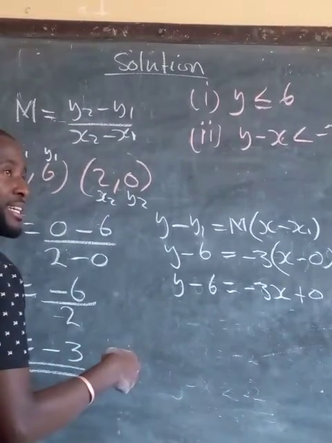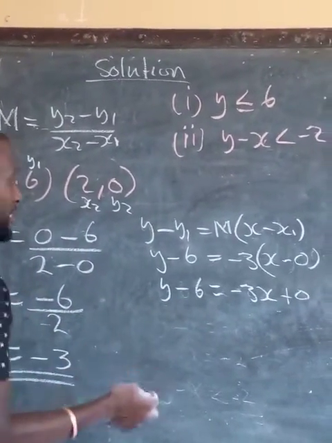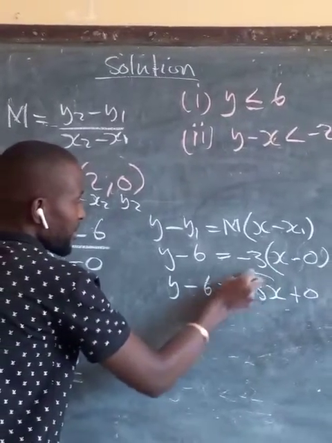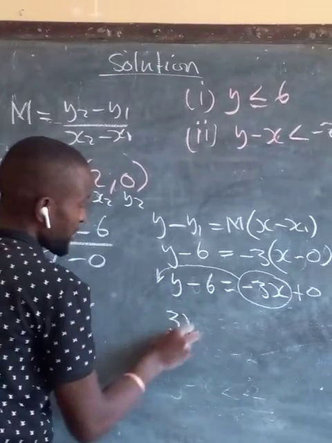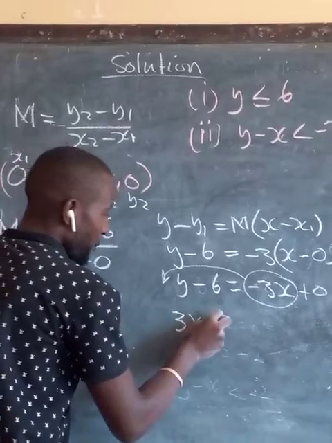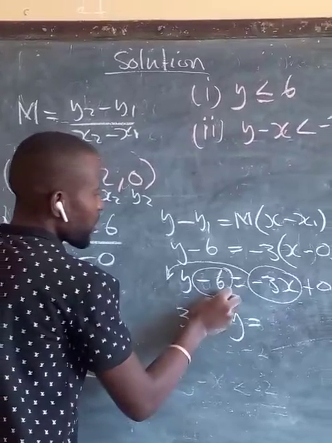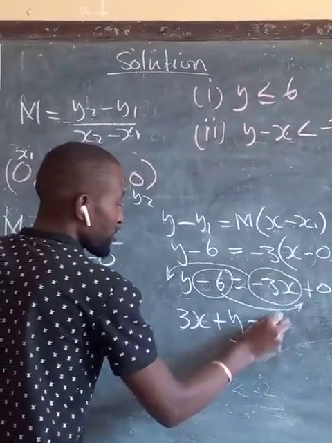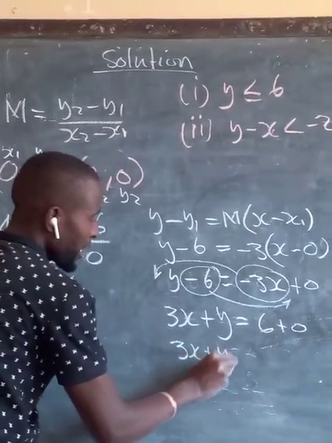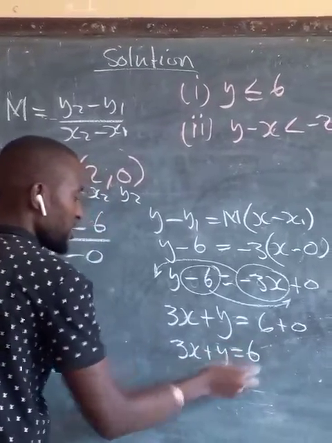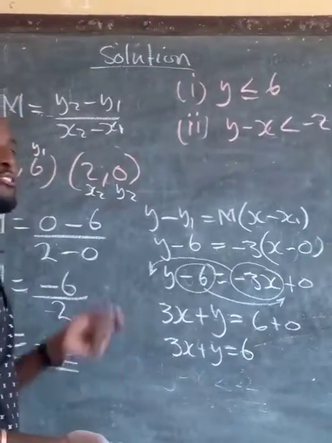Then now you can collect the like terms, or you can just group the letters on one side and the numbers on the other side. So when this -3x comes to the other side, it will be 3x plus y is equal to, and when this -6 goes the other side, it will simply be +6 plus 0. So 3x plus y is equal to 6, because 6 plus 0 is 6. Hence, this is the equation of a line if it is not shaded.